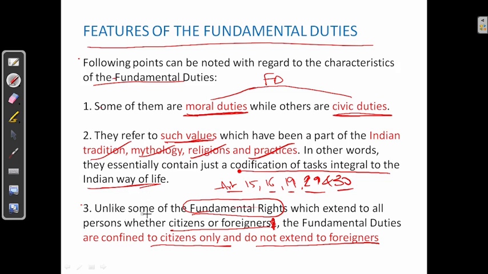Okay, see, some of the fundamental rights are extended to all persons, whether citizens or foreigners. Fundamental duties are only for the citizens. Okay, all the fundamental duties are only for the citizens but not for the foreigners.